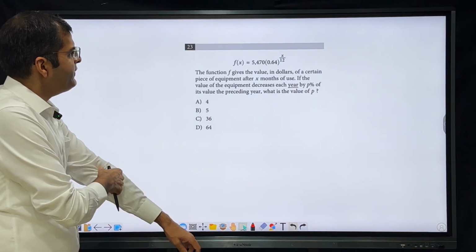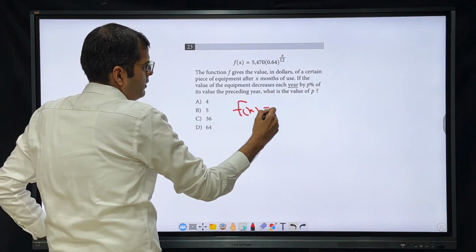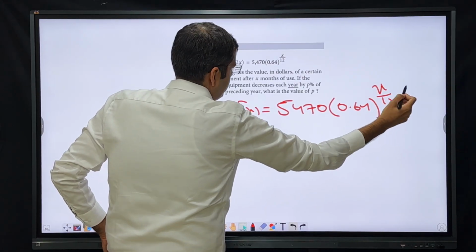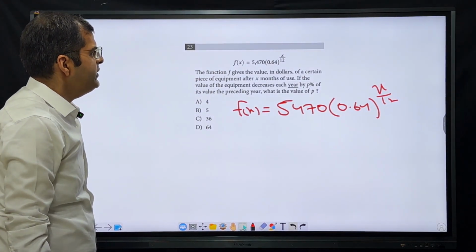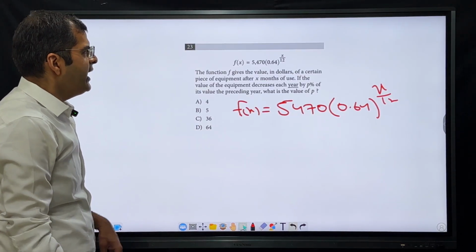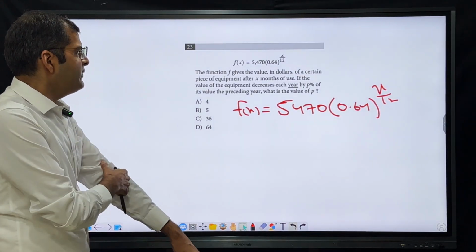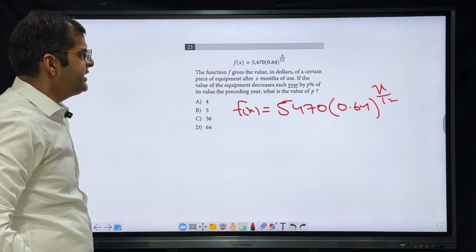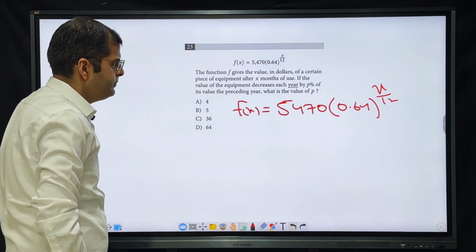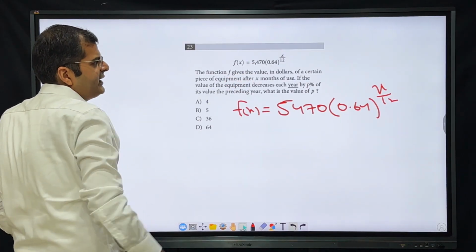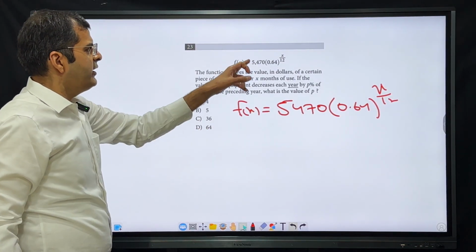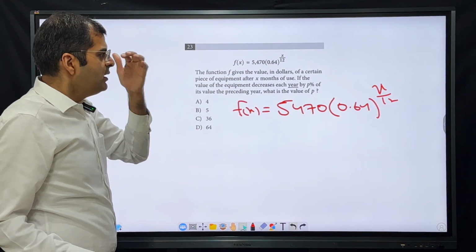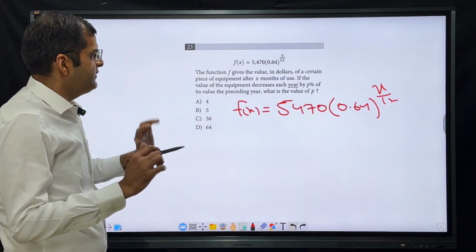Now this question says f of x is equal to 5470 into 0.64 raised to x by 12. The function f gives the value in dollars of a certain piece of equipment x months after use. Okay. If the value of equipment decreases each year by p% of its value the preceding year, what is the value of p? So first of all, if you put x as 0, if it is 0 months after use, f of x will be 5470. Okay, because 0.64 raised to 0 will be 1. So the value starts as 5470.